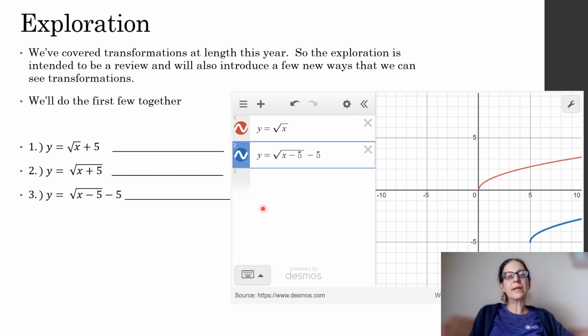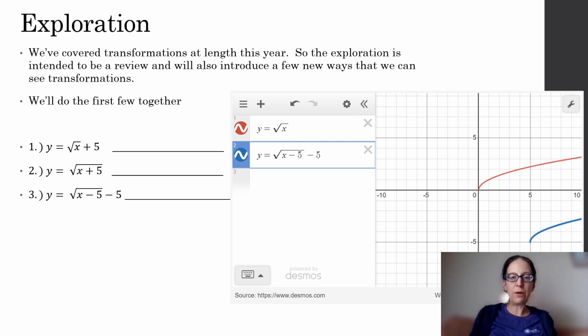So we're going to do an exploration here. We've covered transformations at length this year. So the exploration is intended to be a review, and we'll also introduce a few new ways that we can see transformations. And just to make sure that you're clear on what the directions are for this, we will do the first few together.